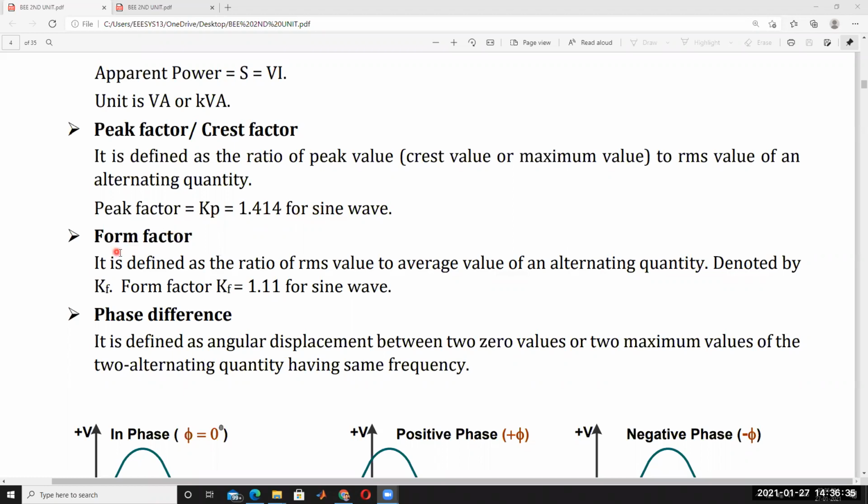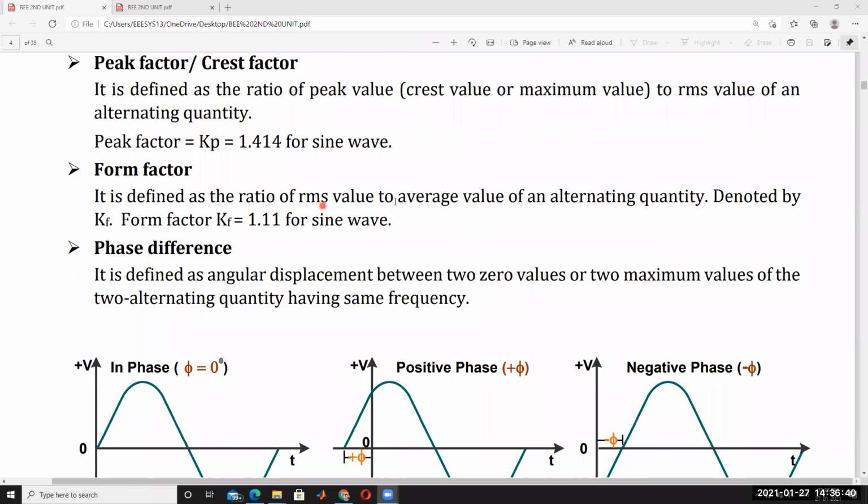Then form factor. It is defined as the ratio of RMS value to the average value of an alternating quantity. It's very, very important. It is denoted by Kf. Form factor Kf is equal to 1.11 for a sine wave. Kp, the peak factor, is 1.414, that is root 2, for a sine wave, a standard value, and form factor Kf is 1.11 for a sine wave, also a standard value. It's not changing for a sine wave.